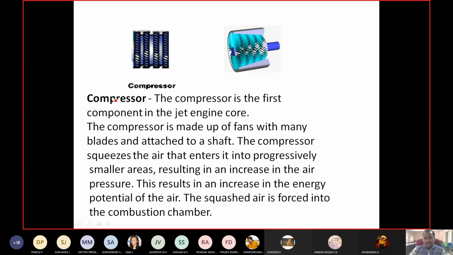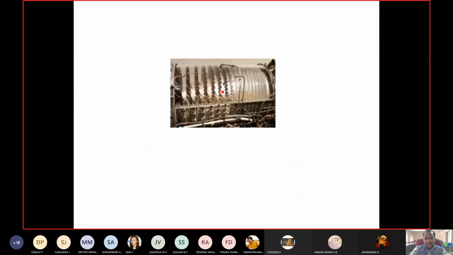So why do we provide this compressor? To get the increased pressure. Then this results in an increase in the energy potential of the air. The squashed air is forced into the combustion chamber. So the exit of the compressor will be a high pressure gas. So this is the combustion chamber.